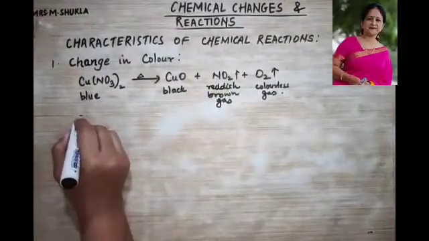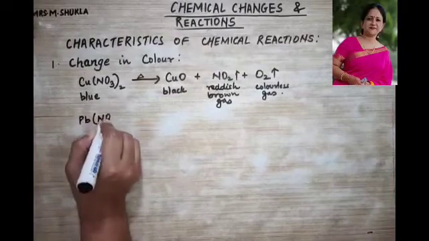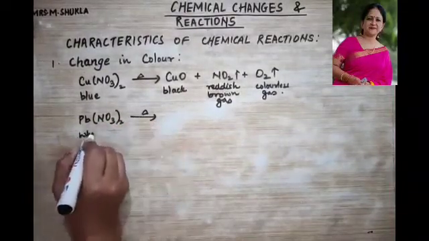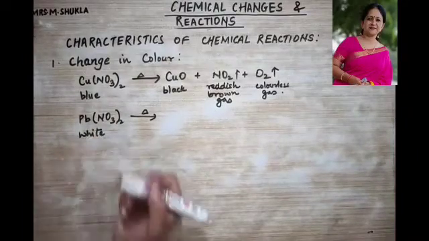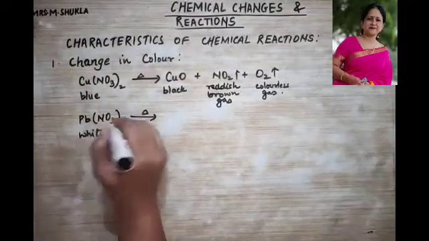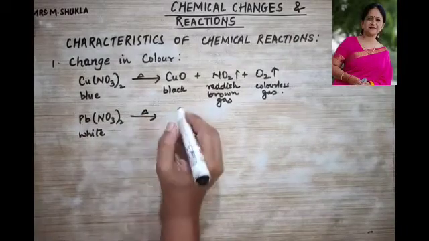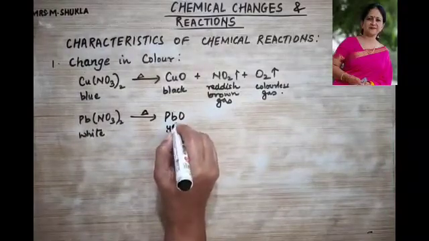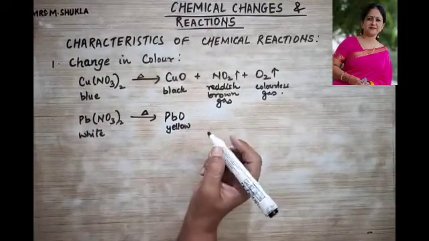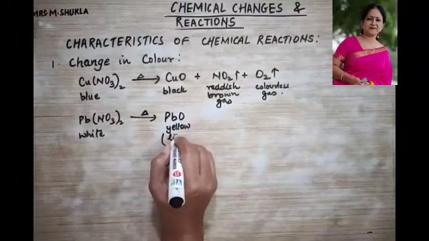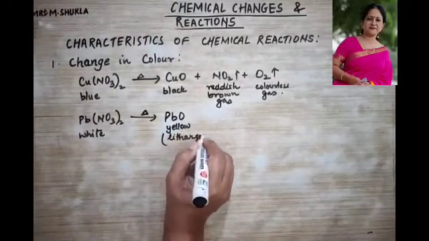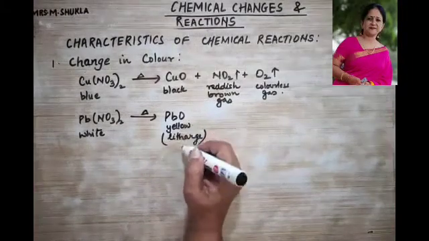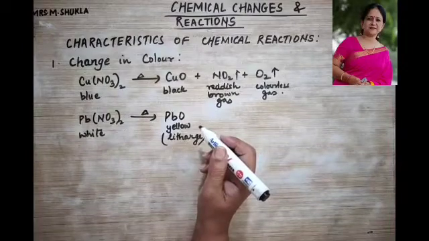Take another example like Pb(NO3)2. This is a white substance. It's a white powder. When you heat this white powder, it gives you lead monoxide, which is yellow in color. Also called litharge. Another name of this PbO, the yellow color, is litharge. Clear?